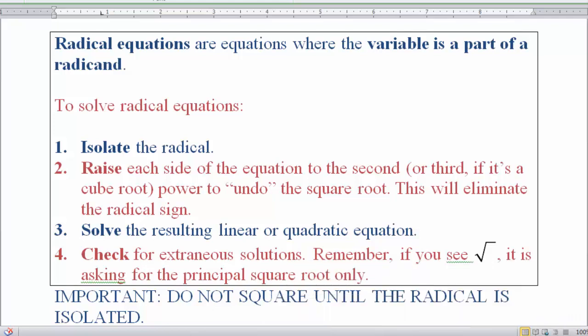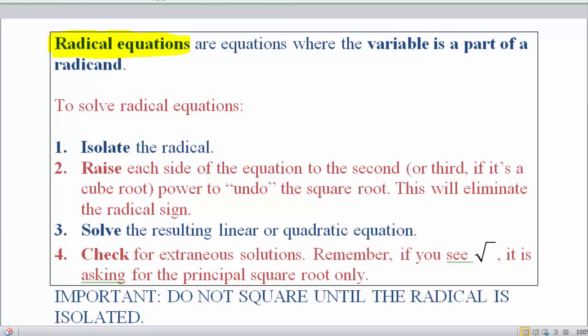So now we've dealt with radical expressions and radical functions. The only thing that's left, of course, is your radical equations, right? Because generally we're dealing with the three things: expressions, equations, and functions. So radical equations are equations where the variable is part of the radicand, okay?